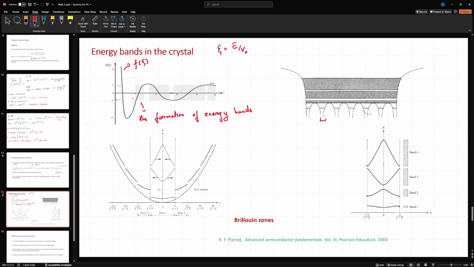And what we can observe here is this set of values of xi. So xi is E by V naught. So this is essentially the allowed values of energy. So this is the first set of allowed values of energy. Then we have a forbidden gap starting from here to here. So let me say this right here is the first forbidden gap.